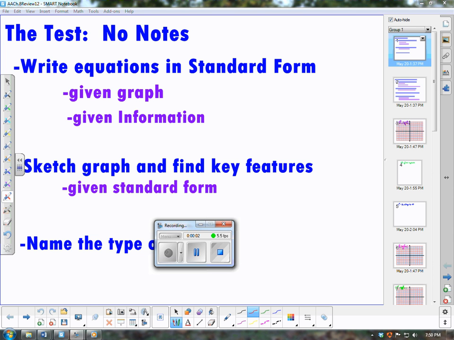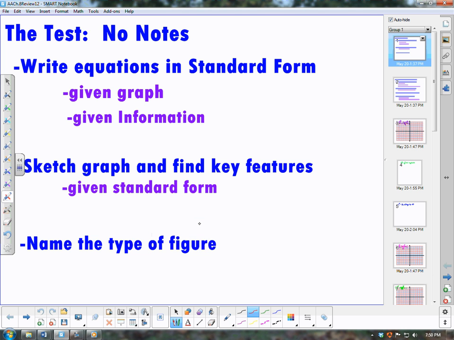For your final test of the year in Advanced Algebra 10, you'll have two different parts to it. We will be starting it tomorrow. And the first part of it, there will be no notes allowed. The things that you'll have to do will be to write equations in standard form, given a graph or given some information. You will also have to sketch the graph and find key features of a particular conic section, and they'll be given to you in standard form. And then you'll also have to name the type of figure that you're looking at.